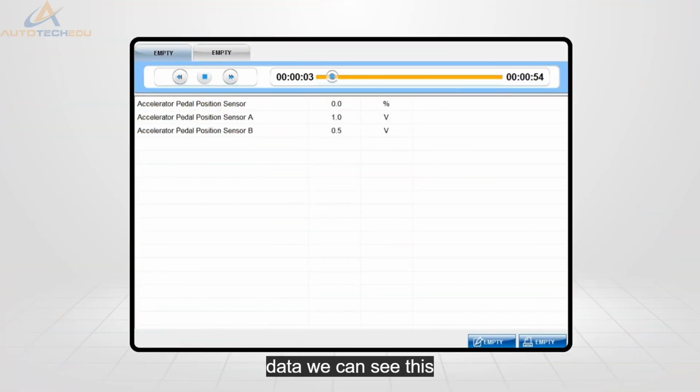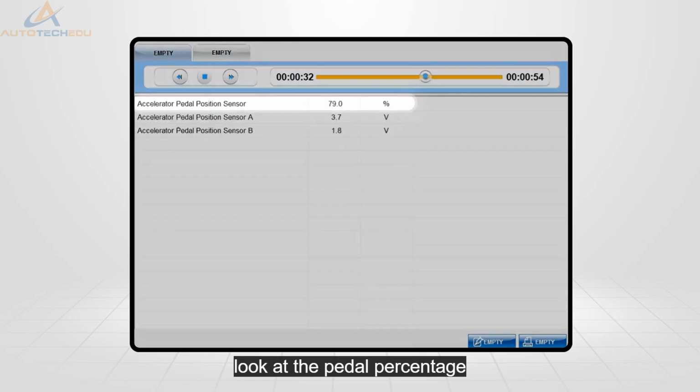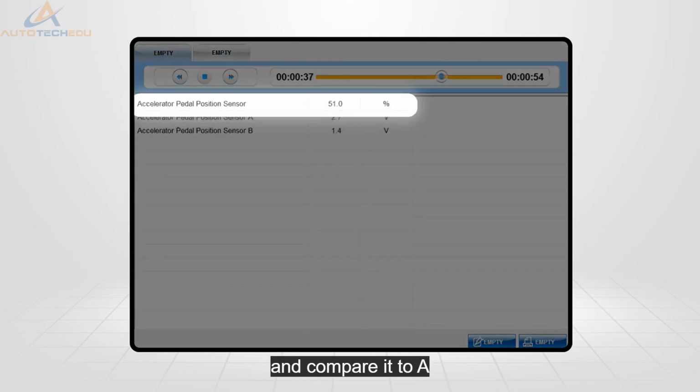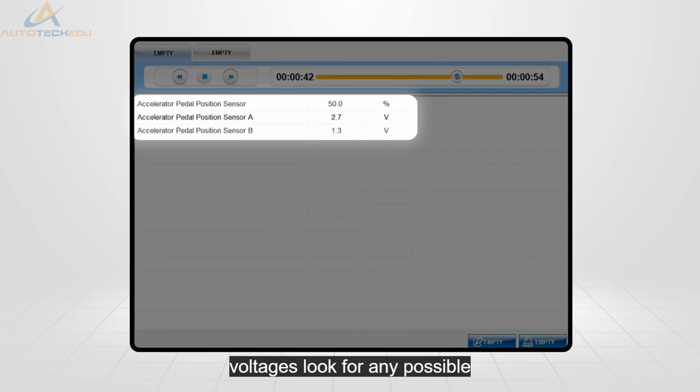Looking at the engine data, we can see this system uses a split rising type. Both voltages increase as the pedal is moved. This is a correctly operating split rising APP circuit. So when reviewing data, look at the pedal percentage and compare it to APP 1 and 2 voltages. Look for any possible discrepancies.